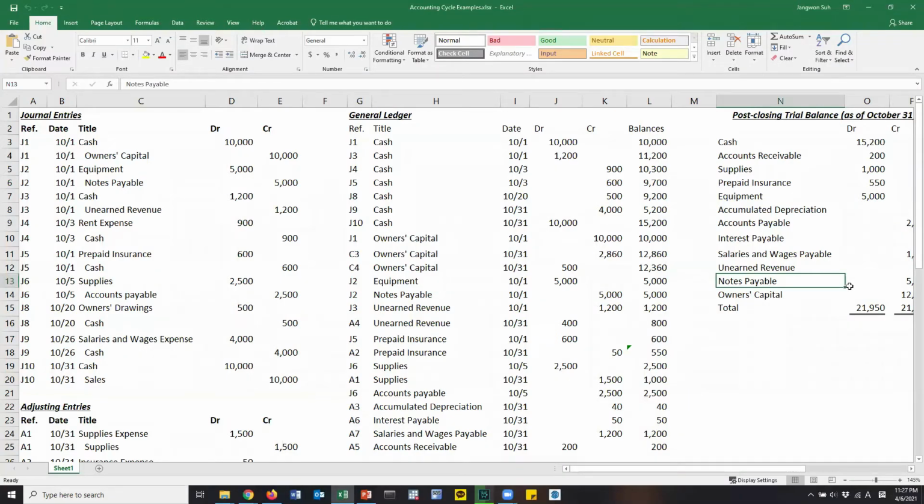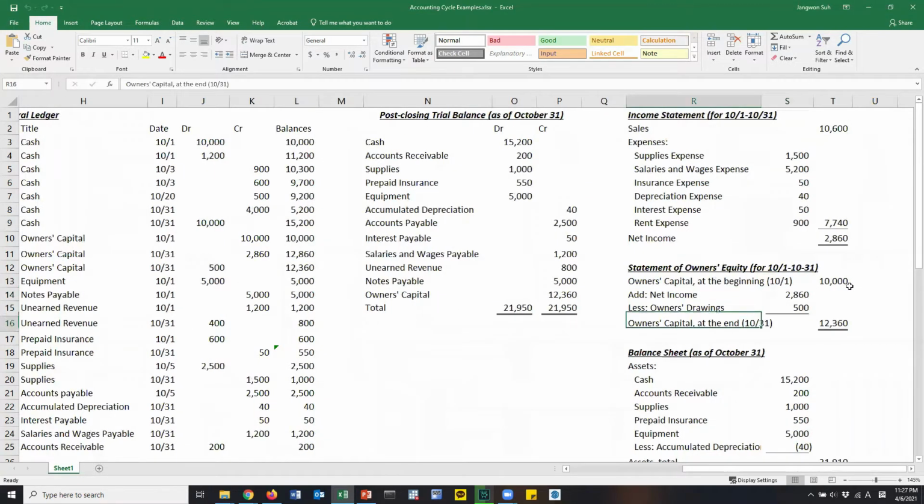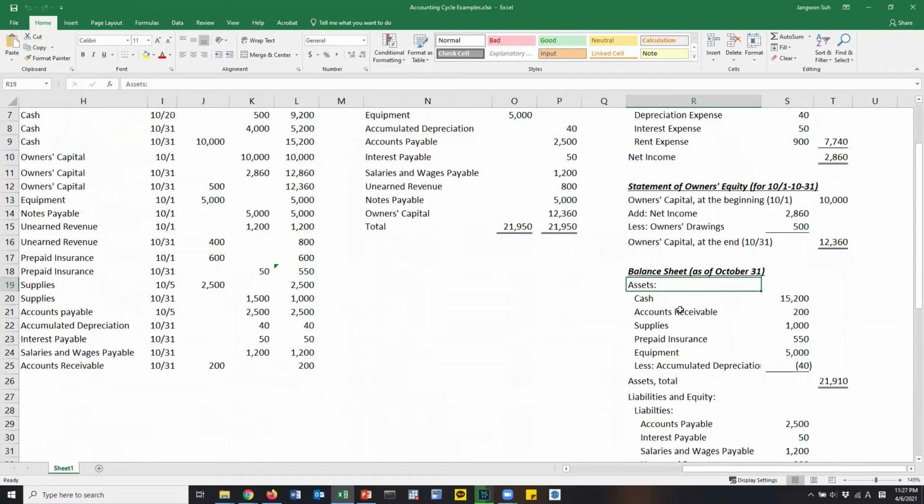Okay, this is the last video for chapter 4. We will discuss classified balance sheet in this video. Then, what is a classified balance sheet? Classified balance sheet asks you to prepare balance sheet based on classified items. What are classified items?